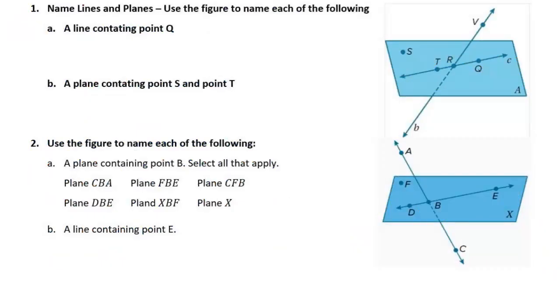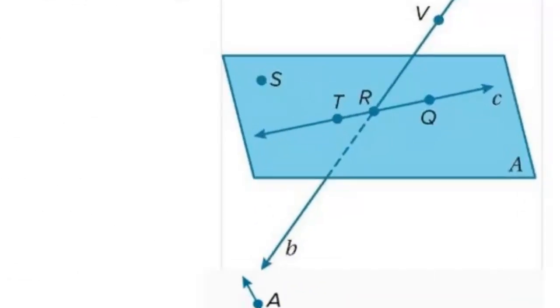Let's look at examples 1 and 2, and we are going to practice naming some of these things. And we're going to practice it in a way that goes a little bit beyond the directions so that I help prepare you for the way the homework is going to ask for you to name things. So on number 1, first thing we want to do is name a line containing point Q. Well, here's point Q right here.